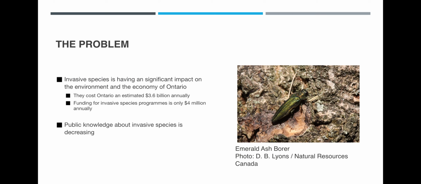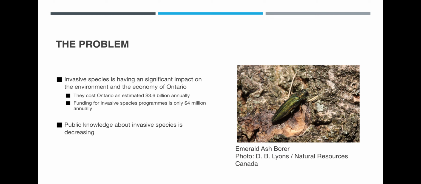The problem I looked at was invasive species in Ontario. In Ontario, invasive species are having a significant impact on the environment and the economy. They cost the province about $3.6 billion annually, whereas the amount spent on programs to control invasive species is around $4 million annually.